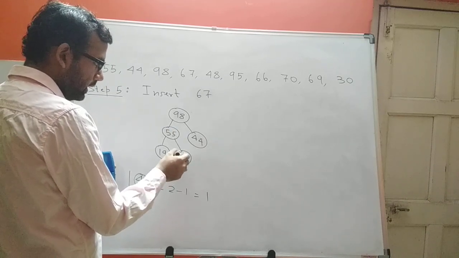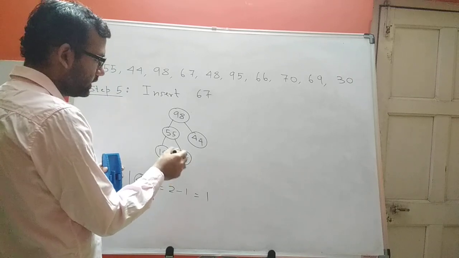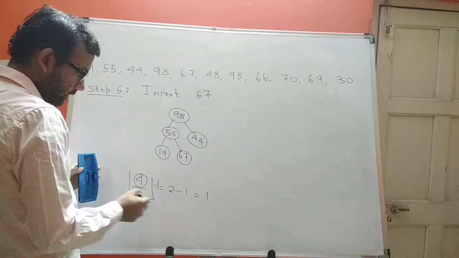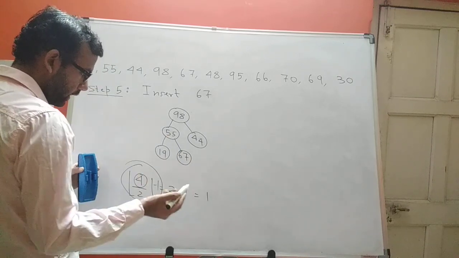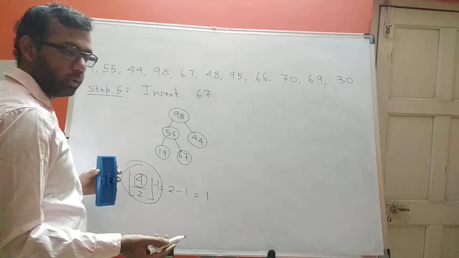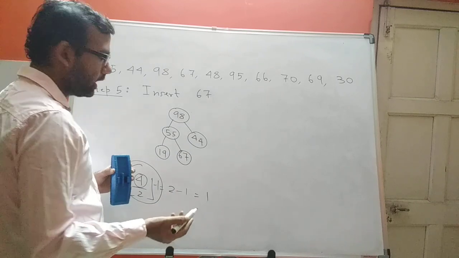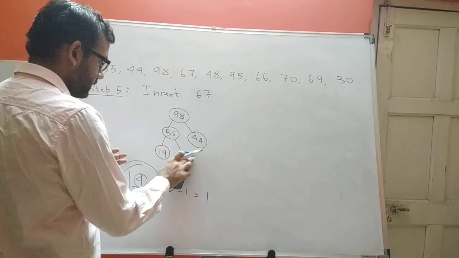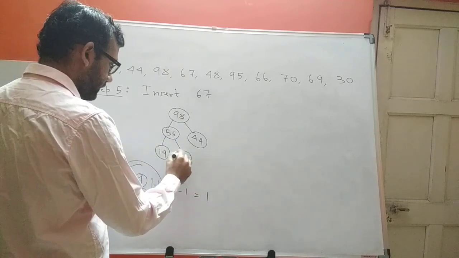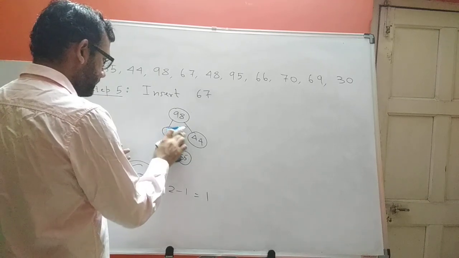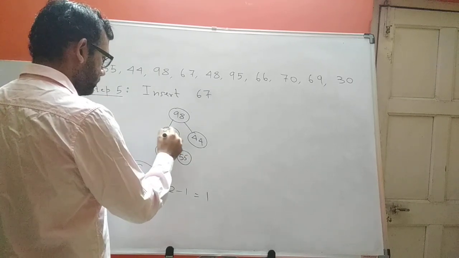Now I find that my current node, which is 67, is greater than its parent. How do I find it? I found it through this formula. Now I'll check whether it's greater. The parent is not greater than the current node, so I need to swap it. So I'll swap 67 and 55. So 55 comes here and 67 goes here.